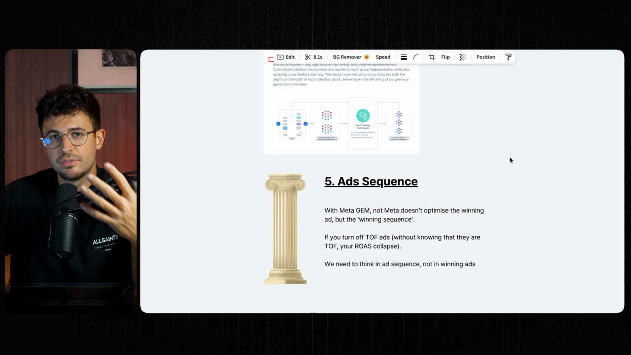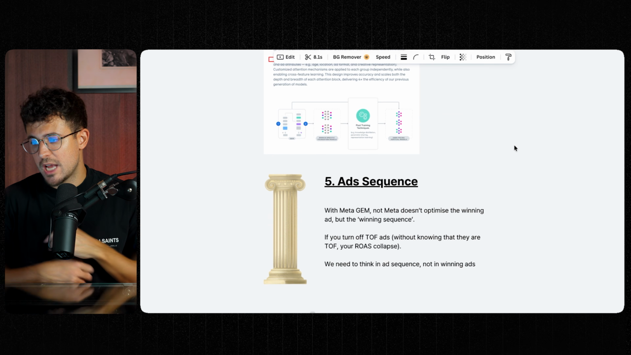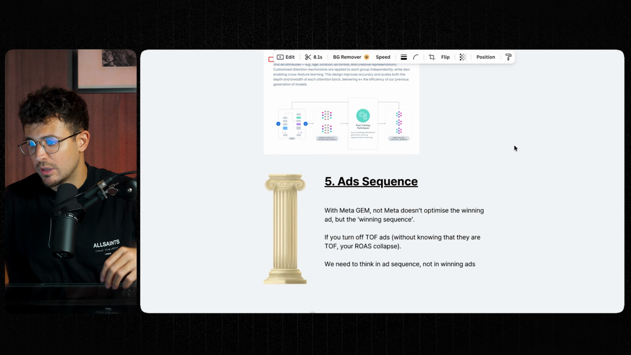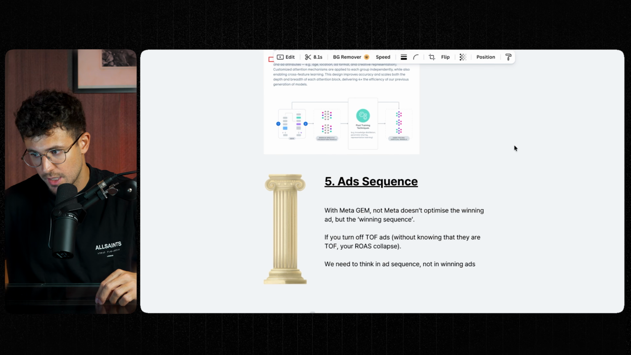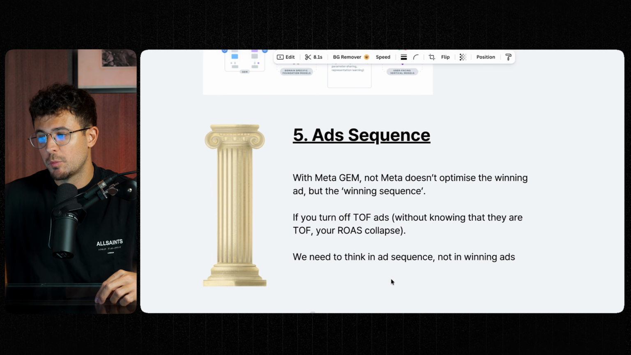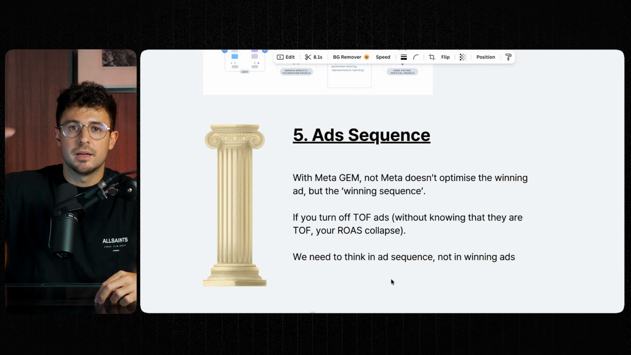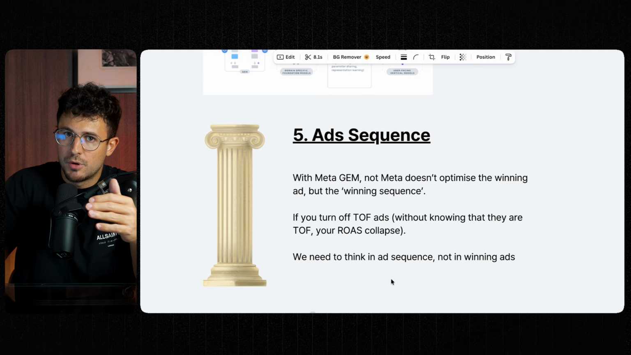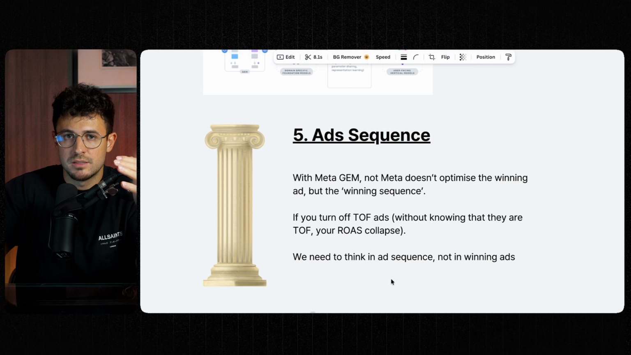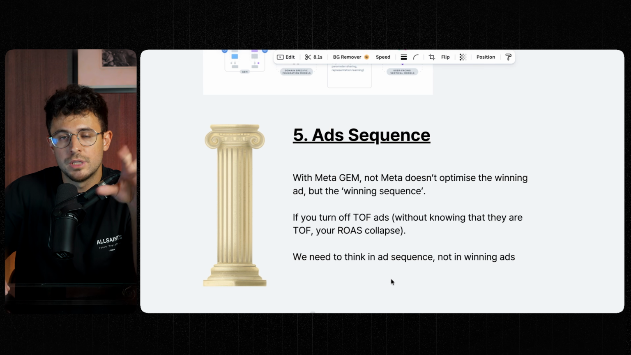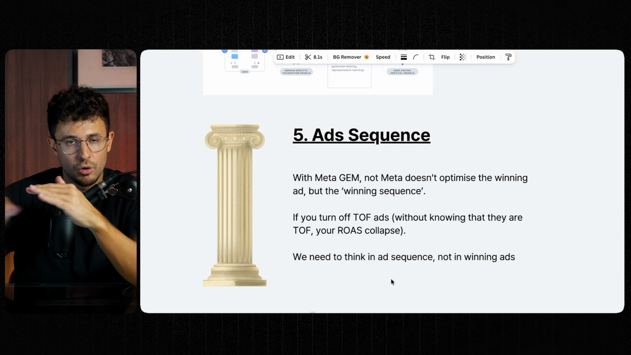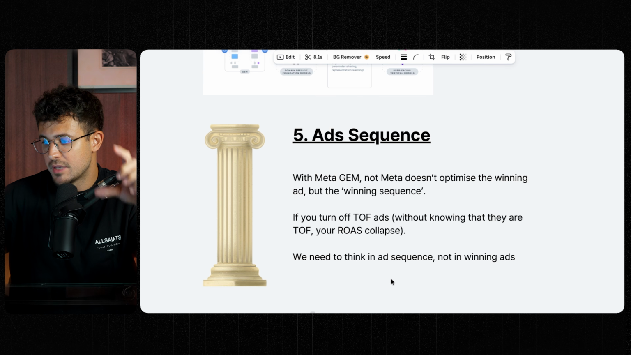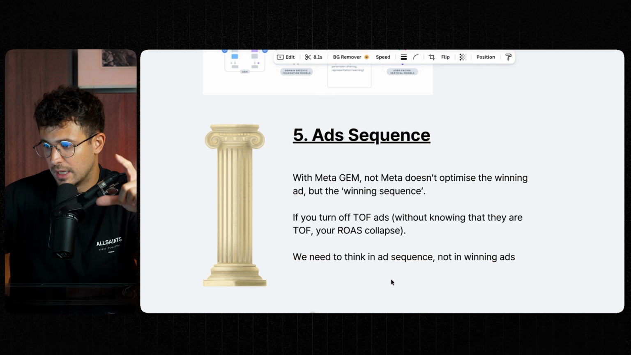And finally, the fifth pillar is the ad sequence. With Meta GEM, Meta doesn't optimize the winning ad anymore, but the winning sequence. So if you turn off top of funnel ads, because they're at the first stage of the sequence, then the entire sequence is going to be broken. Even if the return on ad spend seems bad on top of funnel ads, if you turn them off, the entire ad account will go down in terms of performance. So this is very important for you to understand.